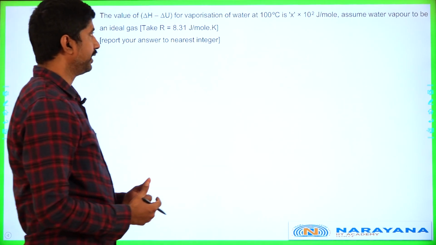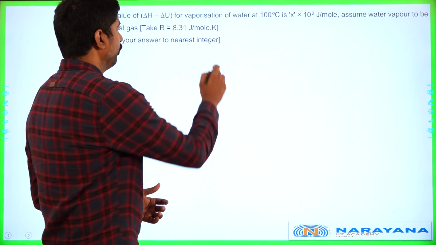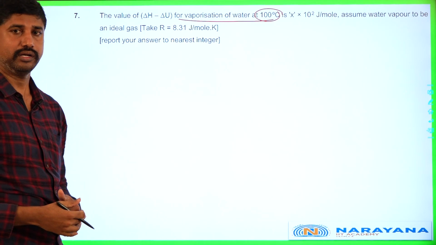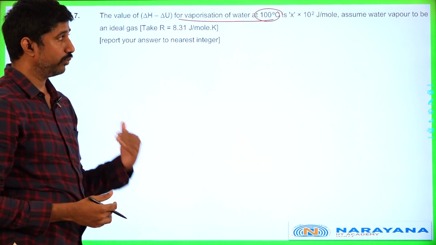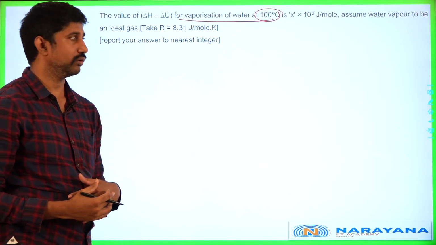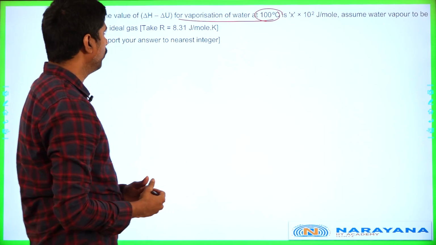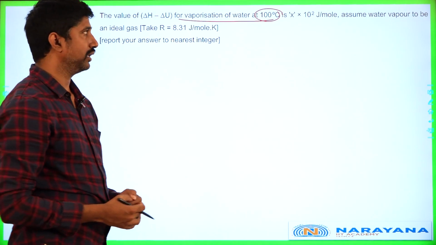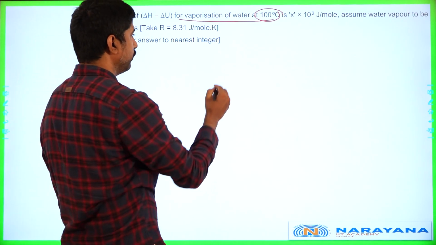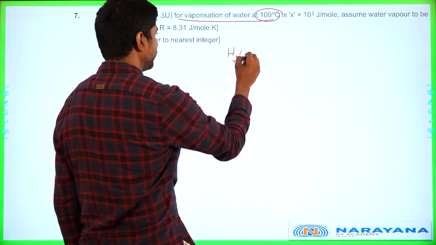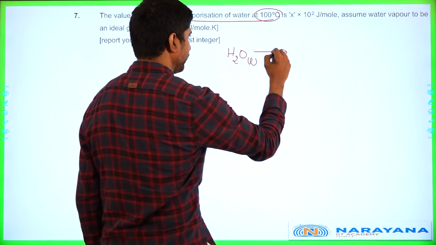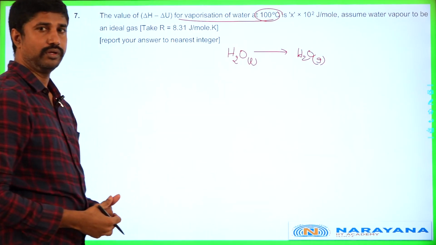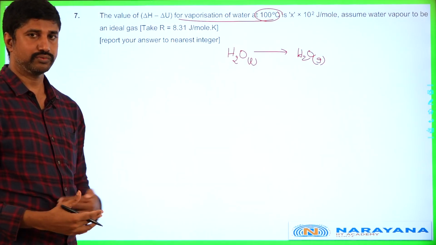The value of delta H minus delta U for vaporization of water at 100 degrees Celsius is given as x into 10 square joule per mole, and assume water vapor to be an ideal gas. As water vapor is an ideal gas and they told us about vaporization of water, H2O liquid is converting into H2O gas, we will mention.